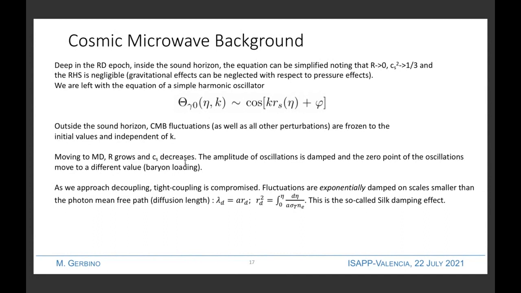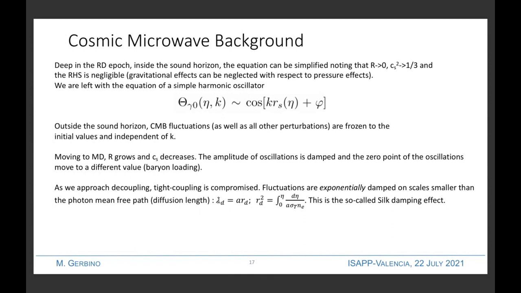So the solution to the harmonic oscillator is changing because of these new effects. And the net result is that the amplitude of the oscillation is damped, and the zero point of the oscillations is moved to another value with respect to the zero point during the epoch of radiation domination, because now we have the driving effect of the gravitational potentials and of baryon loading.